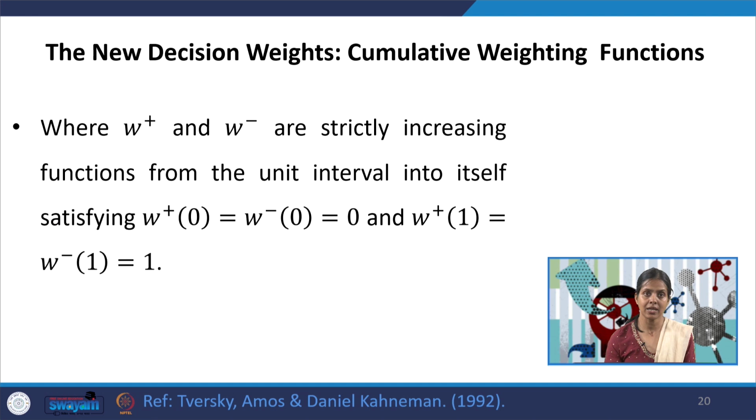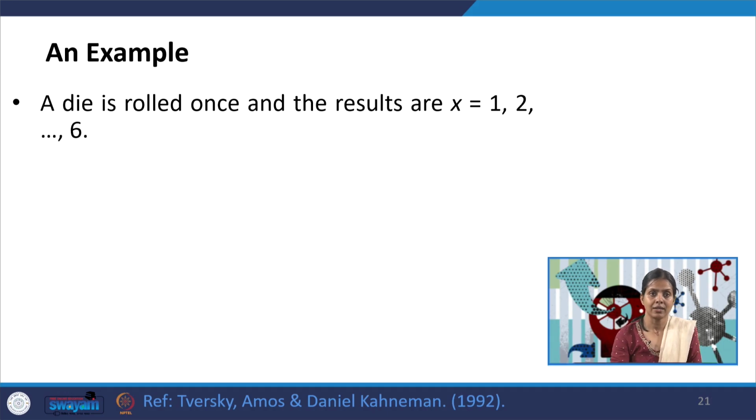Now, we will be taking an example, but before that, w plus and w minus are strictly increasing functions from the unit interval into itself, satisfying w plus of 0 equals w minus of 0 equals 0 and w plus of 1 equals w minus of 1 equals 1. Now, we take an example where a die is rolled once and the results are x equals 1, 2, 3, 4, 5, 6, we all know.